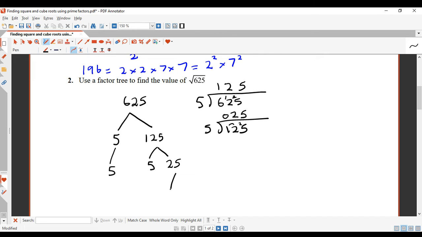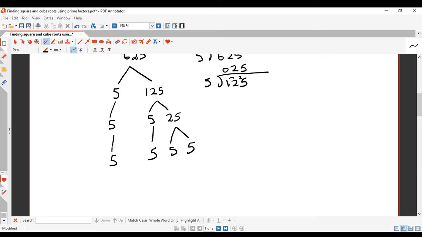Okay, now 25, that can be split up into 5 and 5. And bring the other 5s down. So we've got 625 is equal to 5 times 5 times 5 times 5. Okay, now we could write that in index form as 5 to the 4. However, we're not going to do that in this case.